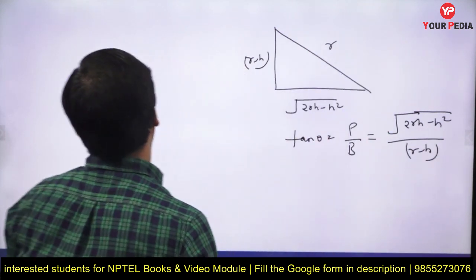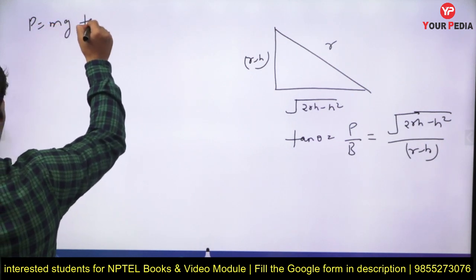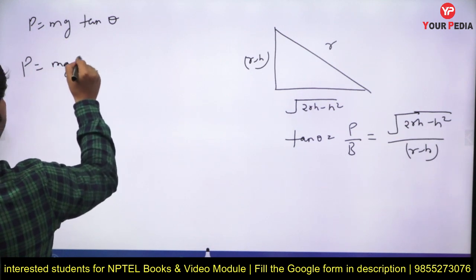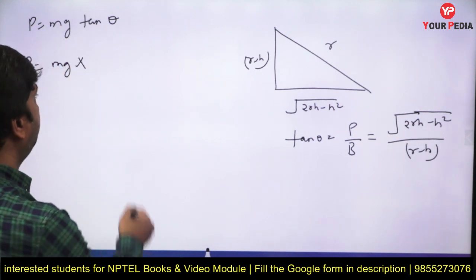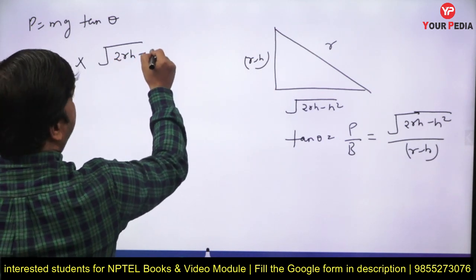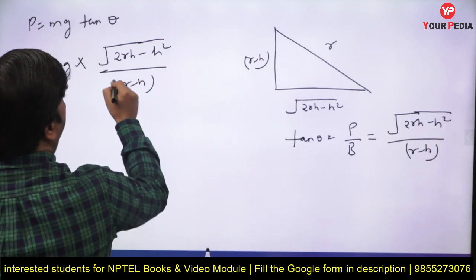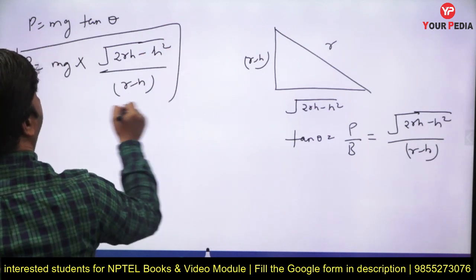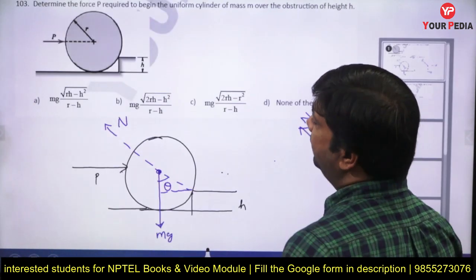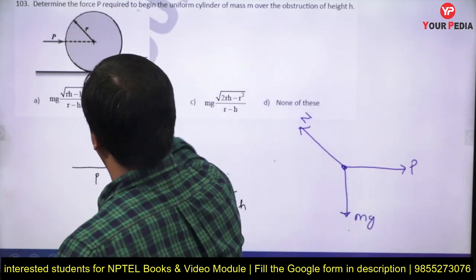So now the value of P equals mg tan theta, that is m into g into tan theta, which equals root of 2rh minus h square upon r minus h. That is the answer. If you see the options provided in the assignment, that is mg into root of 2rh minus h square upon r minus h. So the answer is B.